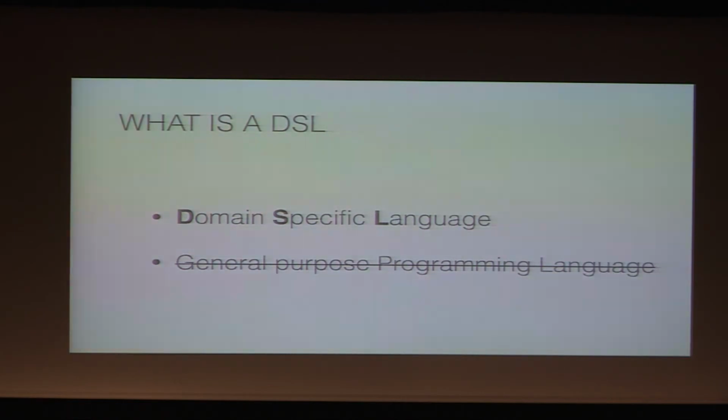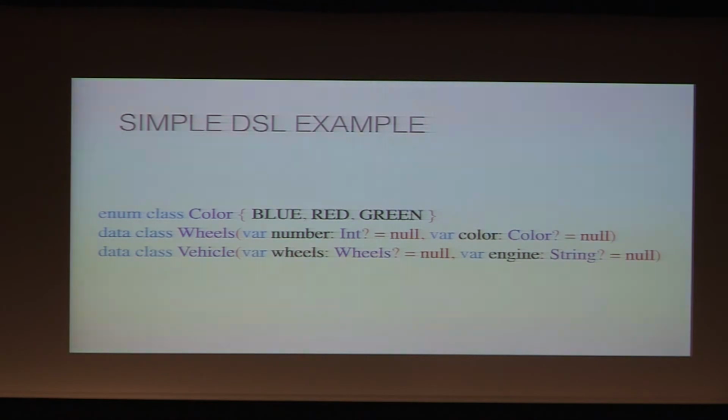For instance, I want us to create a little DSL just for understanding what it is. We have here a few models: Color. We're going to create a DSL to describe a car, a vehicle, more correctly. So we're going to have colors for the wheels, and a vehicle has wheels and some type of engine.